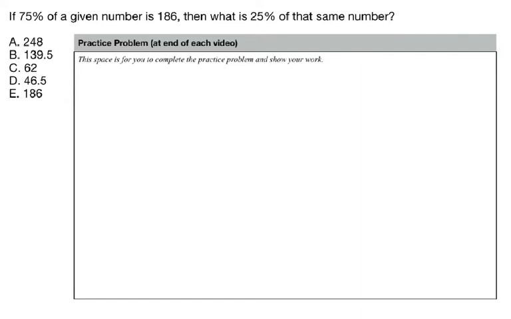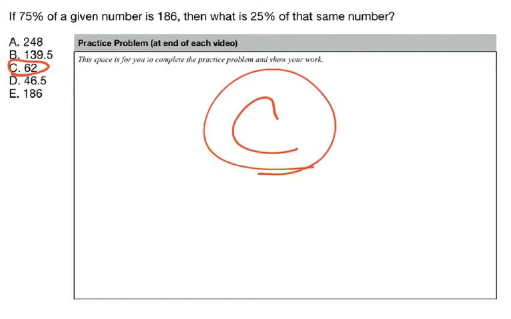All right, the correct answer for this question is C, 62. So make sure that you've checked your work. If you did not get 62, go back and rewatch the first part of this video to make sure you totally understand how to do it, and then try it again.